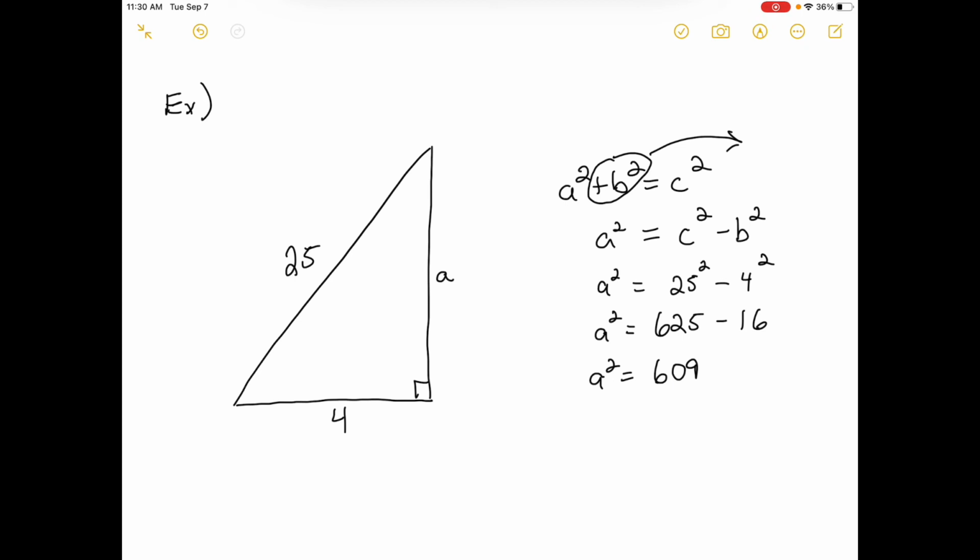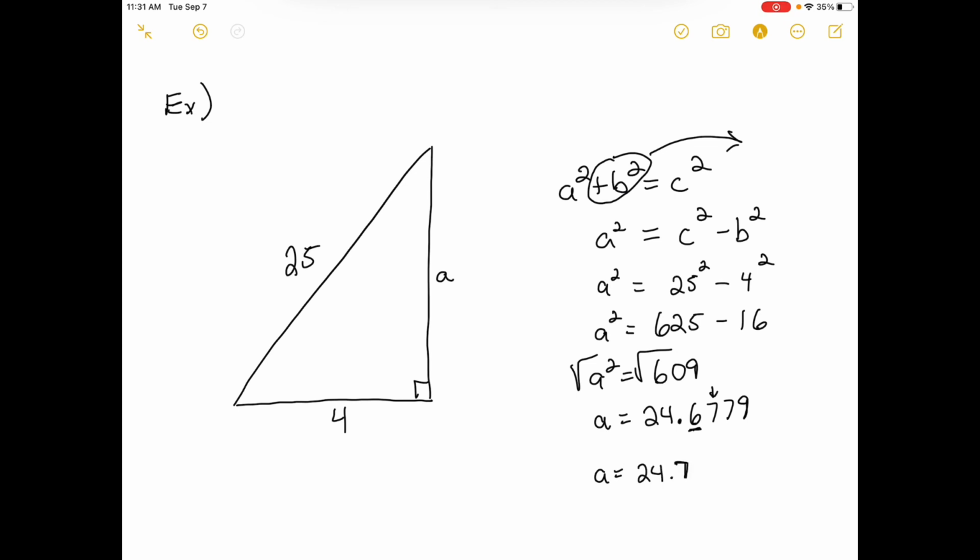I need A. So how do I get A? We're going to take the square root of both sides, and do square root of 609 in your calculator. And that gives you 24.6779. And if I want to round to the nearest tenth, would I keep that a 6 or round it up to a 7? And we're looking at this number here. It's 5 or greater, so we're going to round it up.